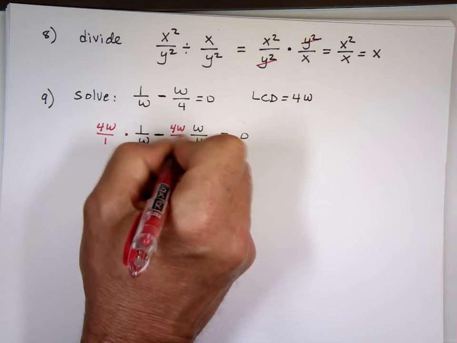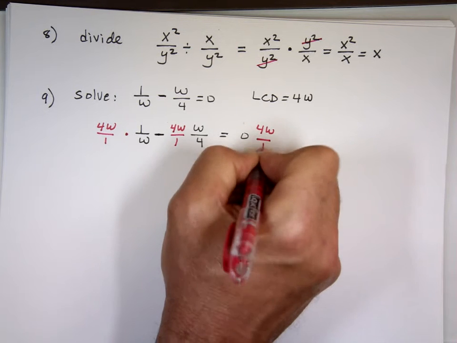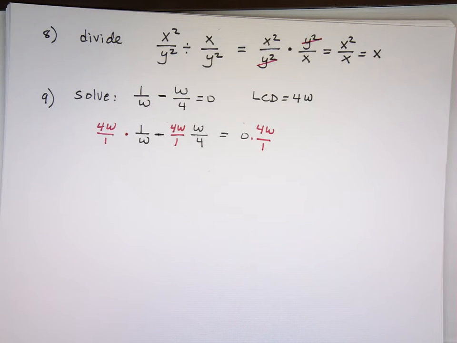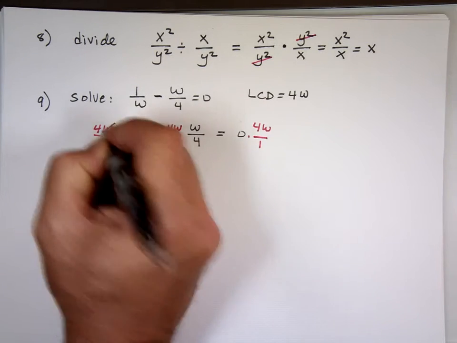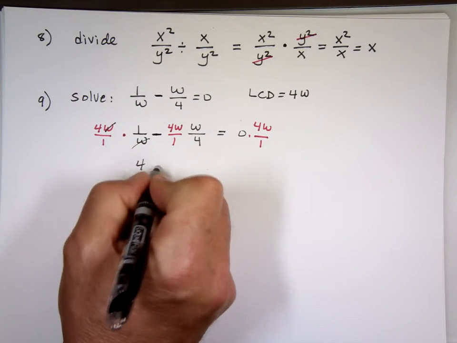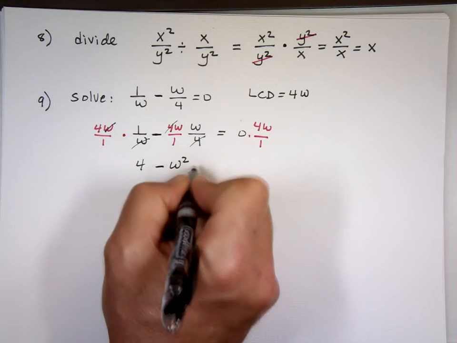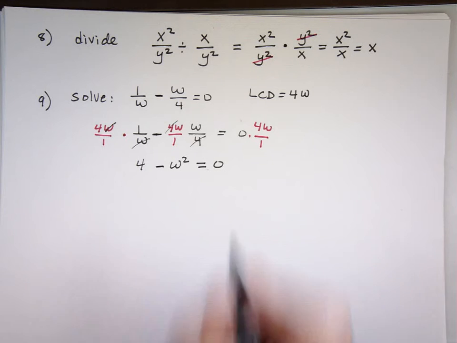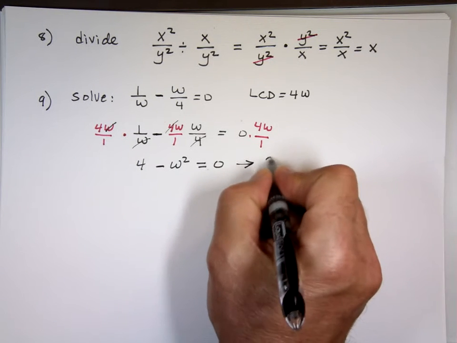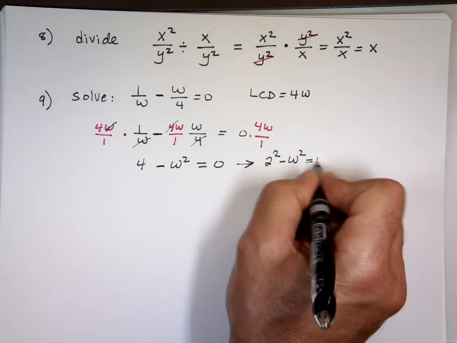4w over 1. And you can see here that w cancels the w. 4 times 1 is 4. The 4 cancels the 4. That's w squared. And 0 times anything is 0. The 4 is 2 squared minus w squared, now equals 0.